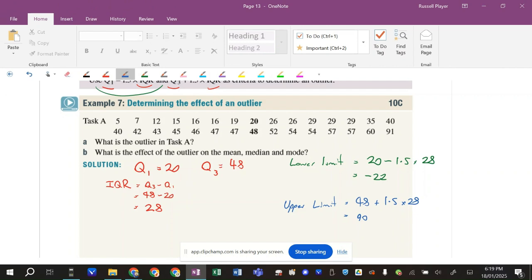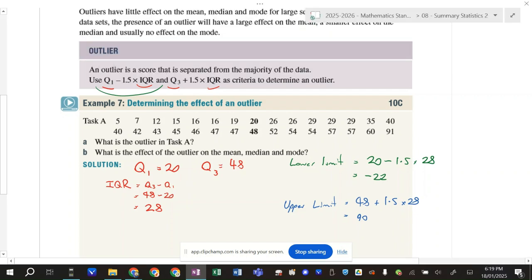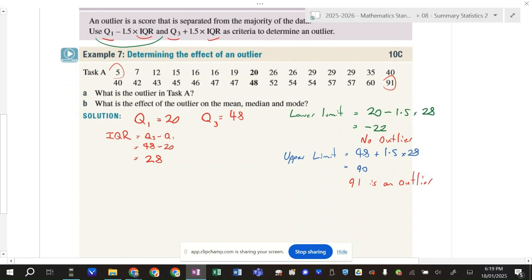So to determine whether we have an outlier in there, do we have anything that is less than minus 22? No, we don't. 5 is our lowest. So there is no outlier at the lower end of the spectrum. Is there anything higher than 90? Yes, there is. So we have 91 is an outlier. Okay, so that's part A.